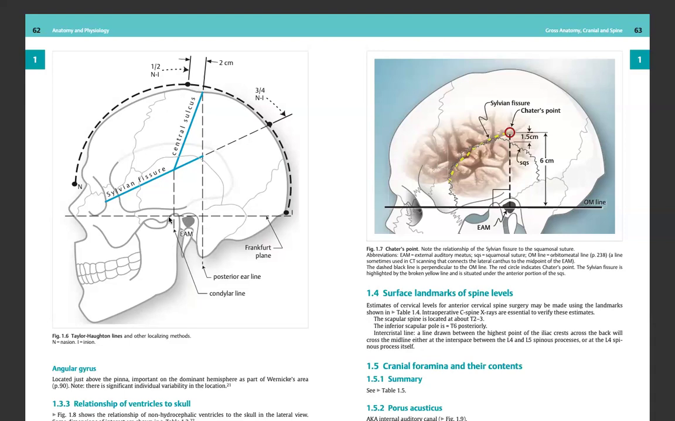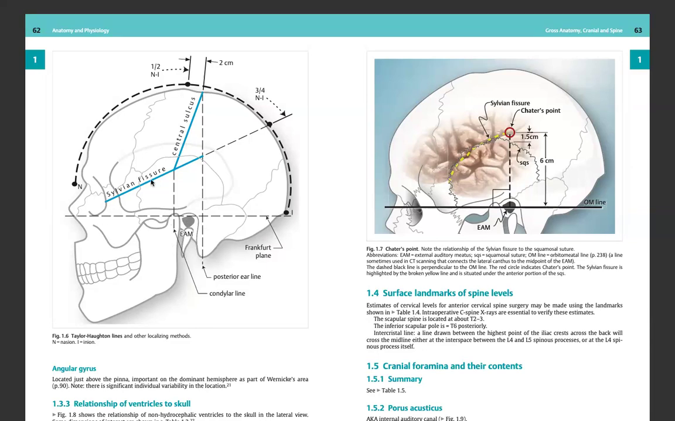So just take the mandibular condyle, which is anterior to the external auditory meatus, palpate it, and then we draw a perpendicular line through it. Now, the Taylor-Haughton's line is a line that can be used to approximate the Sylvian fissure and the motor cortex. So, how do you measure both?